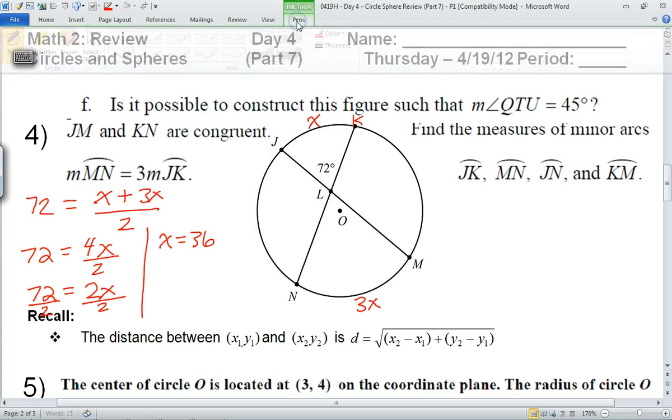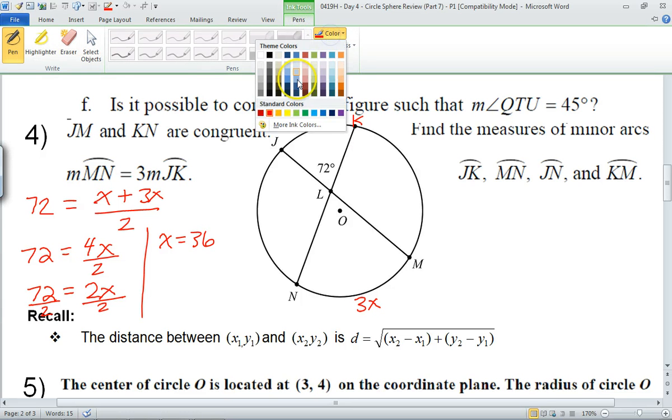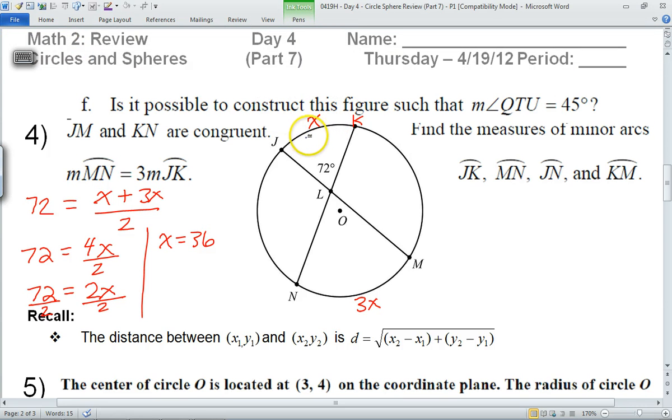So, let's see, I'll go purple. That tells me x is 36. So that means this arc up here is 36 degrees. That also should tell me what this arc is down here. Because it should be 3 times 36. If x is 36, then this means do triple it. So this will be 108 because I multiplied by 3.